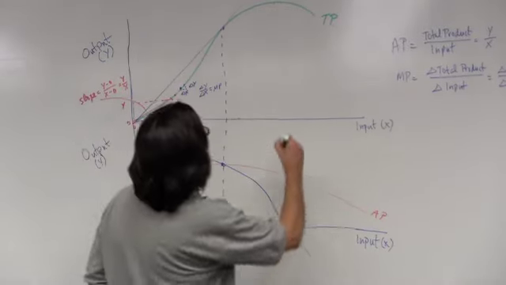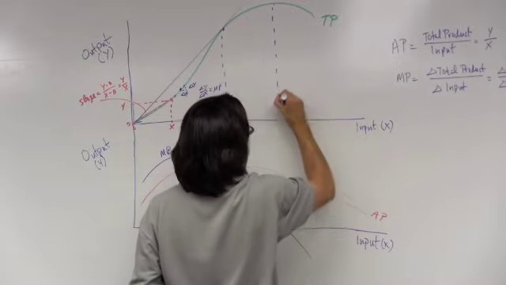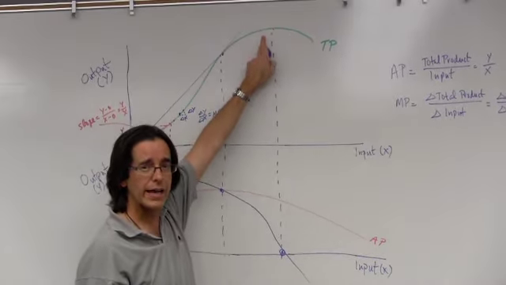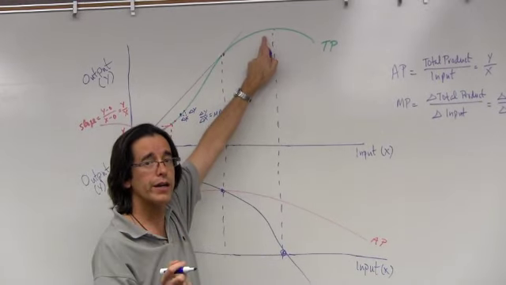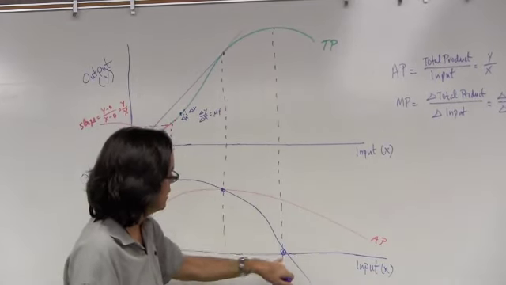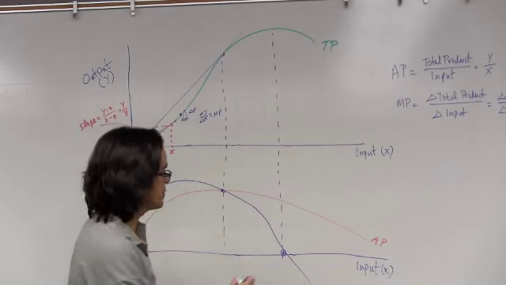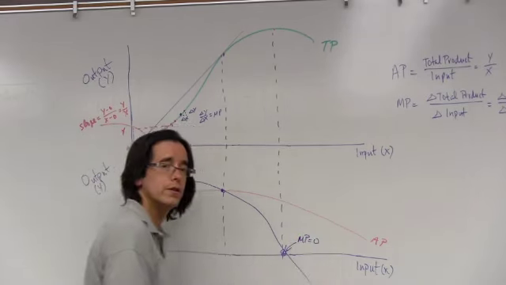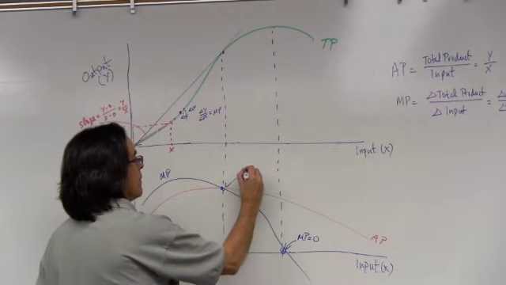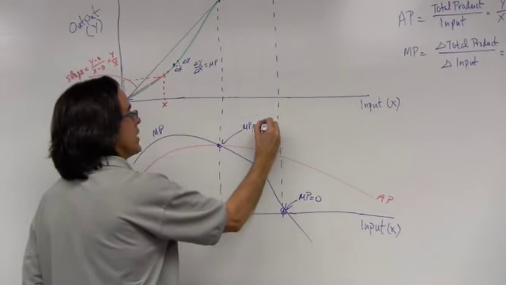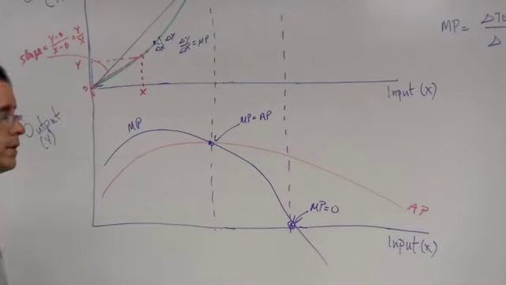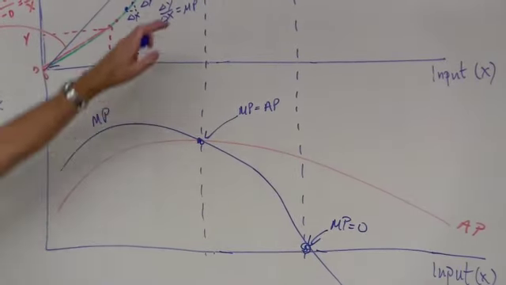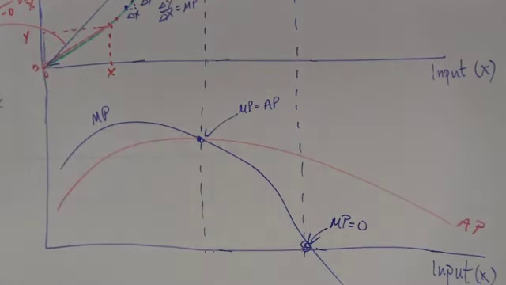And then we also have this idea where production is at its maximum, the total product curve is as high as possible, that's also where marginal product is equal to zero. So let's kind of map this out. Marginal product is equal to zero. Marginal product is equal to average product. And we can say a little bit more about these characteristics of this input-output relationship, this production relationship.